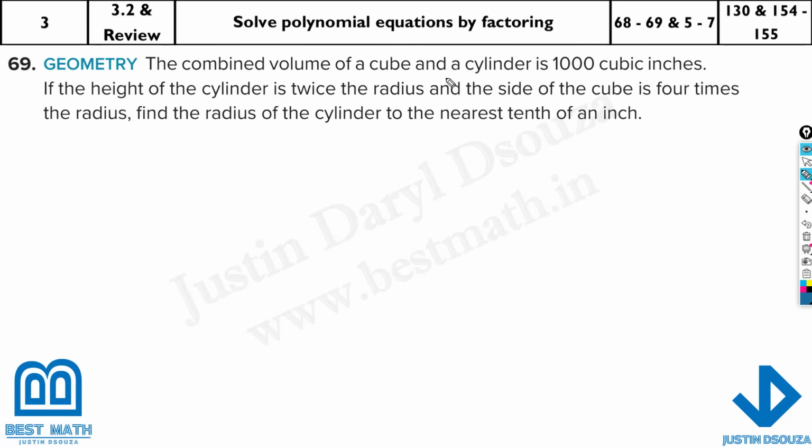What about the next problem? The combined volume of a cube and a cylinder is 1000 cubic inches. If the height of the cylinder is twice. Okay, first let's write what is given. The volume of a cube and a cylinder. Cube plus cylinder is equal to 1000 inches cube.